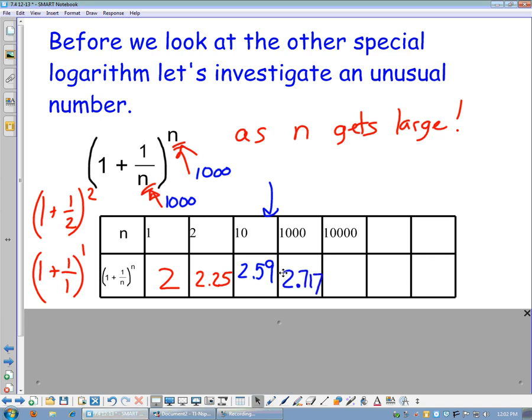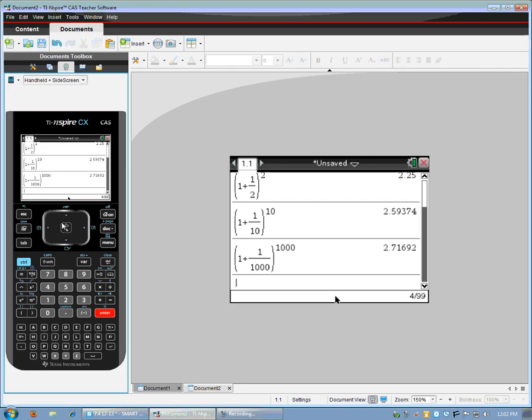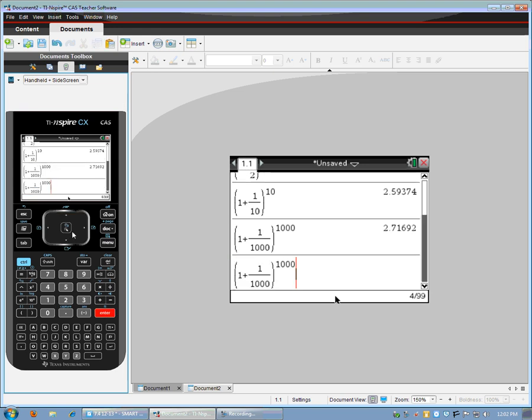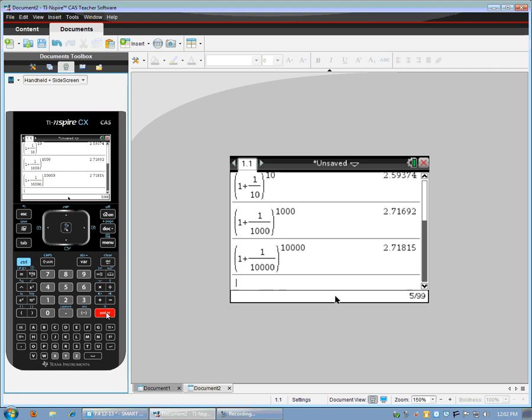All right, what if we fill in 10,000? So let me add another 0 here and another 0 here. We're filling in 10,000s for the n. And let's test that out. Again, up click twice, and I'm going to fill in another 0 here and another 0 here. And I get that this is approximately equal to 2.718.